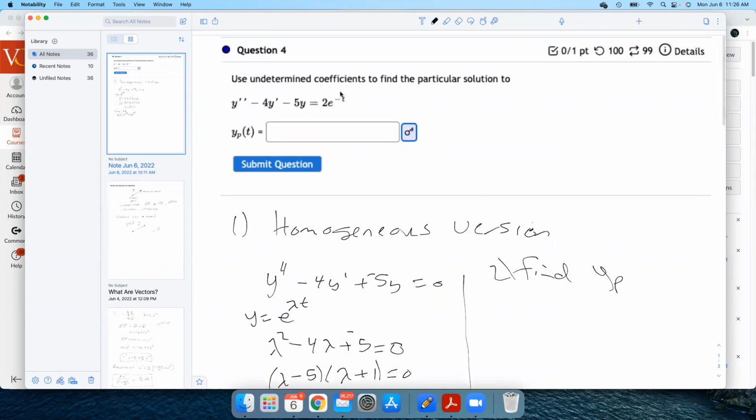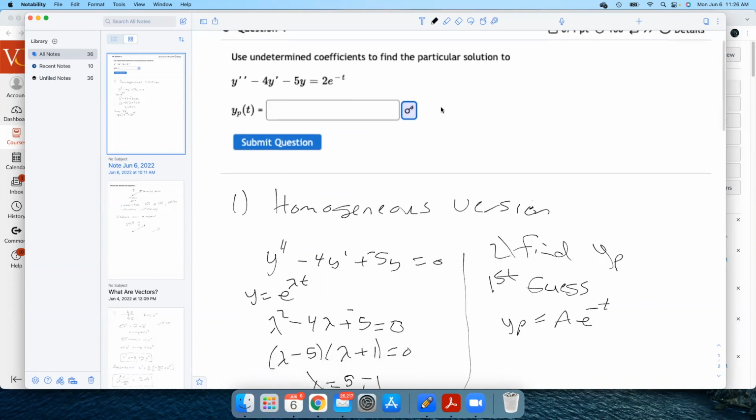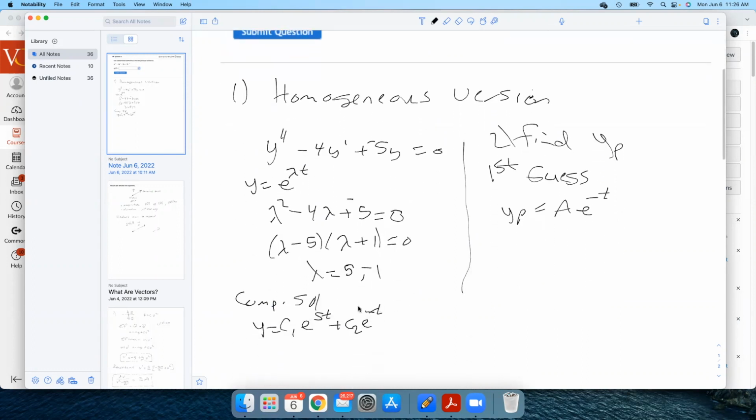we look for a function that has the same form as what's over here. So my first guess would be yp equals A e to the negative t, because that has the same form as what I have. Unfortunately, that won't work here. I can't use that. I've already used up e to the negative t right here.